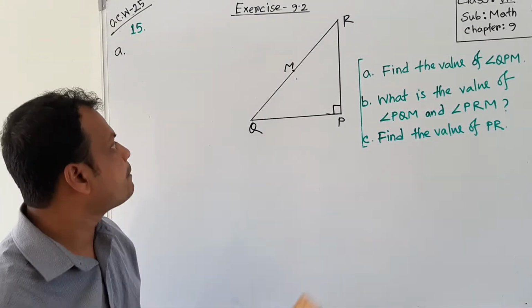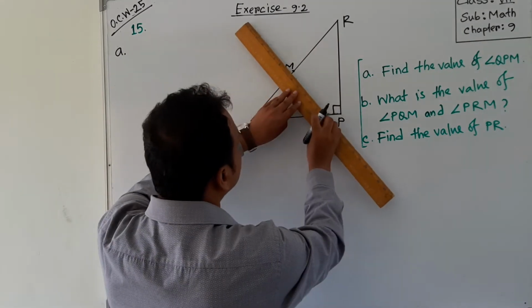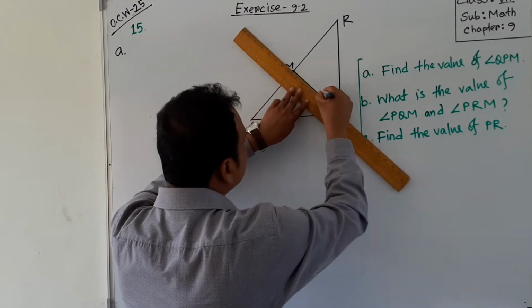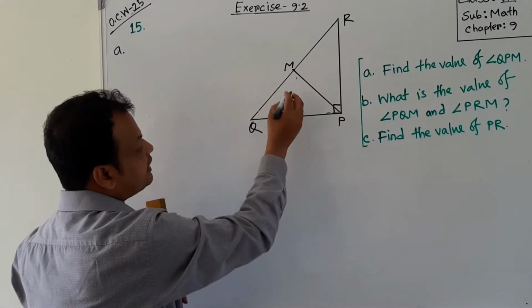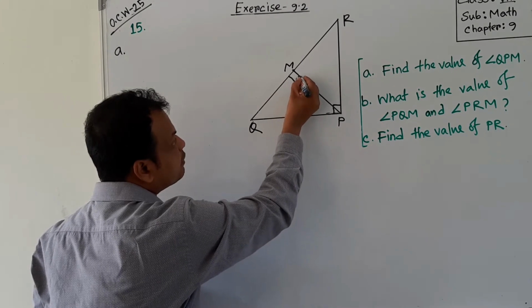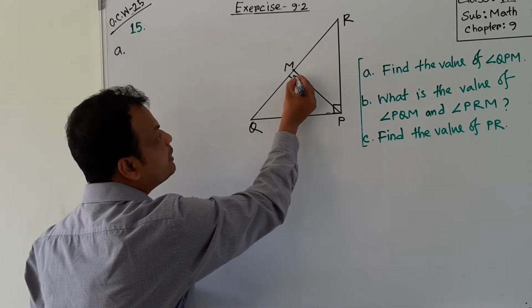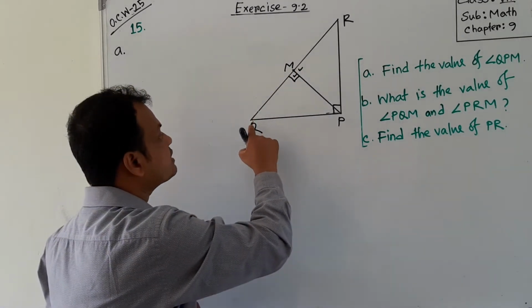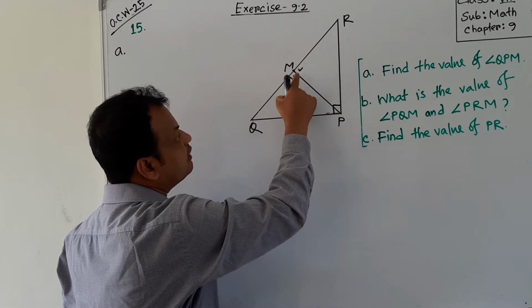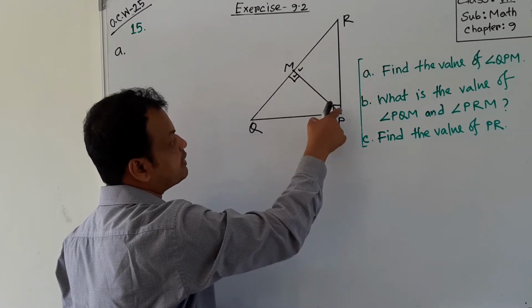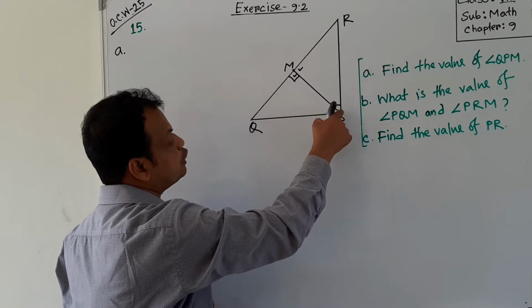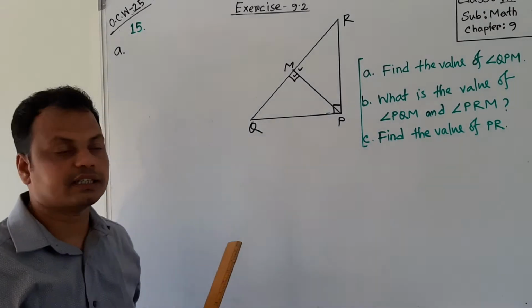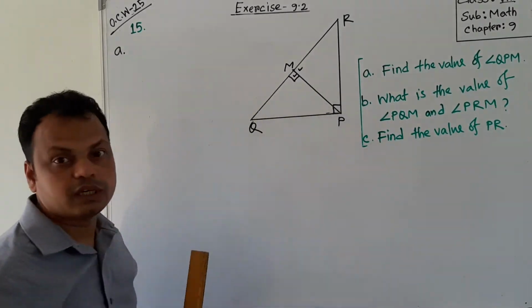Then join P and M. By this way we have got a perpendicular here, and the measurement of this angle will be 90 degrees. So this one is 90 degrees, this one is 90 degrees. That means QMR is a straight angle. When we draw perpendicular PM on QR, this angle will be 90 degrees and this angle will be 90 degrees. So in this way we will draw the figure.